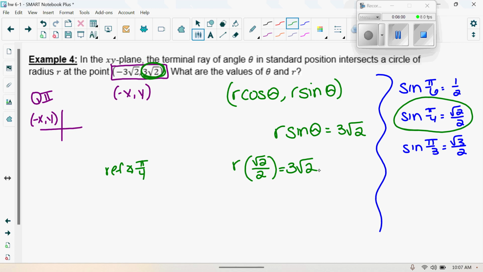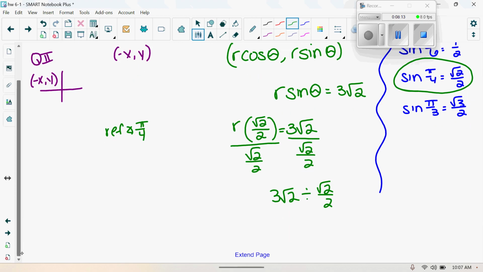So you can solve this like an equation. I can divide by radical 2 over 2 on both sides. On this side, I have 3 radical 2 divided by radical 2 over 2, which really is the same thing as 3 radical 2 times 2 over radical 2. So I have 6. You might be able to recognize that automatically, or you might have to do this actual math to get it. So that means that r is equal to 6.